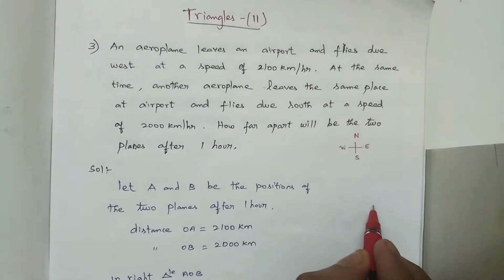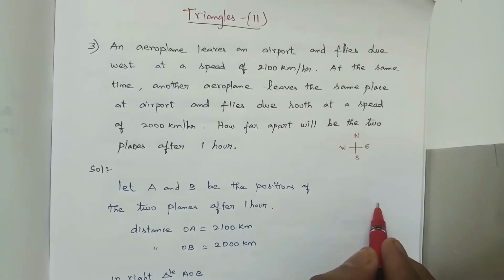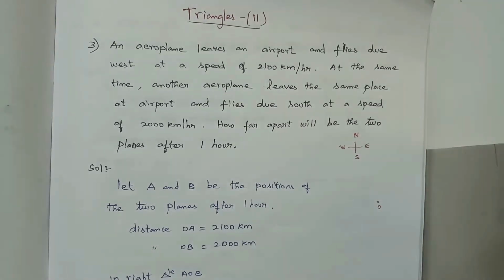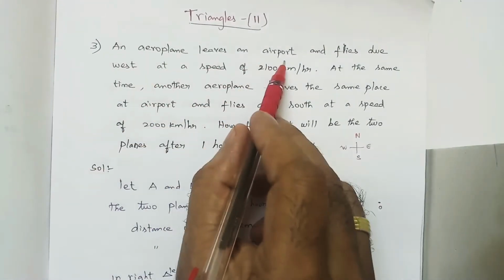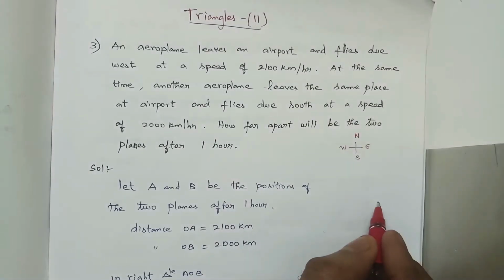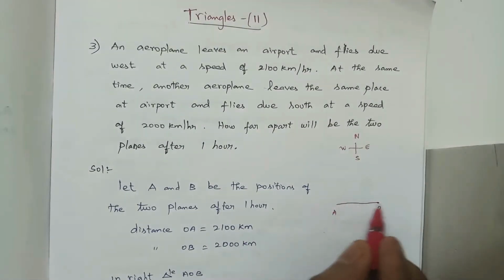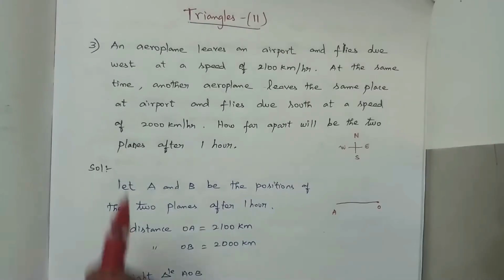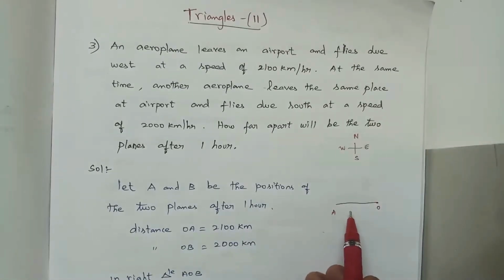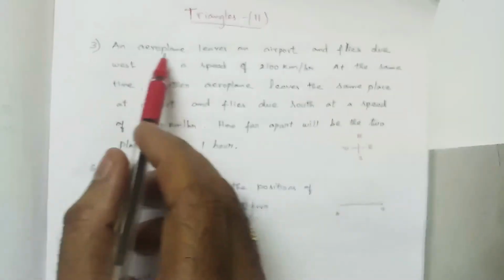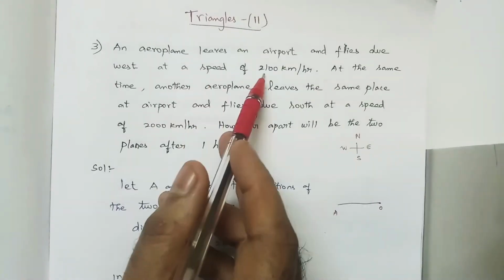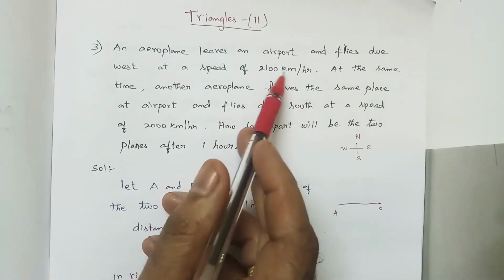So from an airport, I'm just marking as O. O is the airport. An airplane leaves an airport and flies due west. I'm just giving the name A, so OA is the distance traveled by plane A. We are having two planes. Plane A flies due west at a speed of 2100 km per hour.